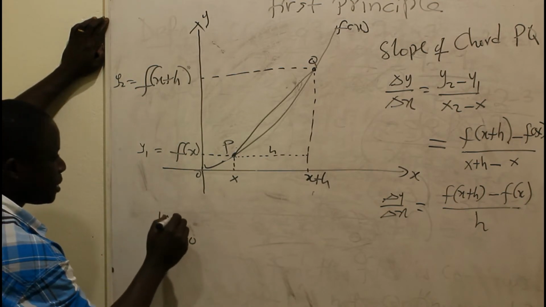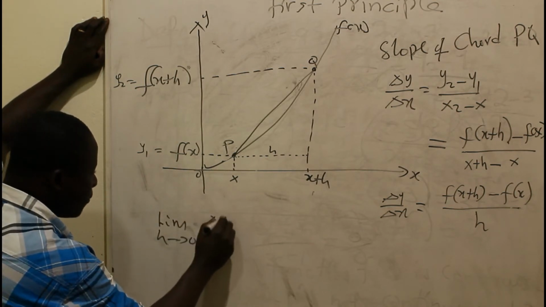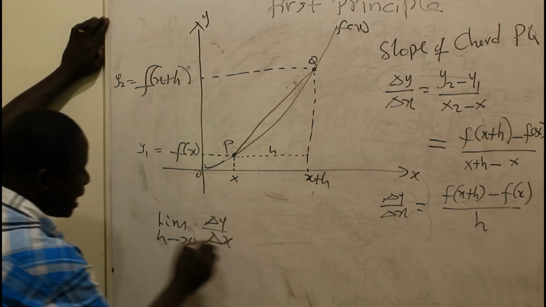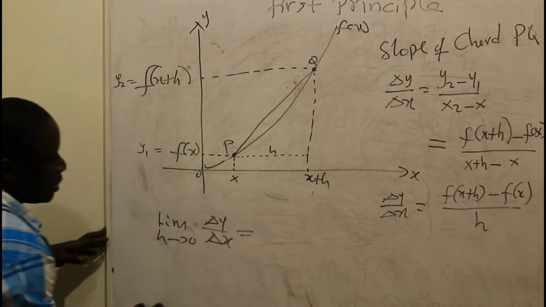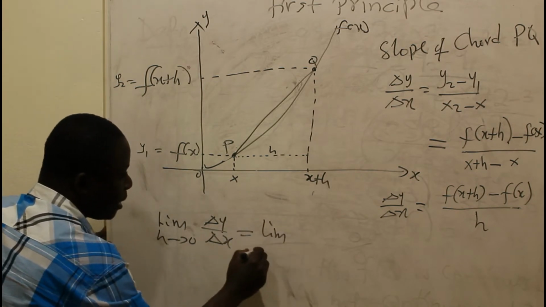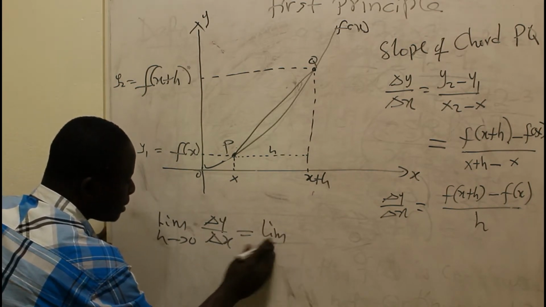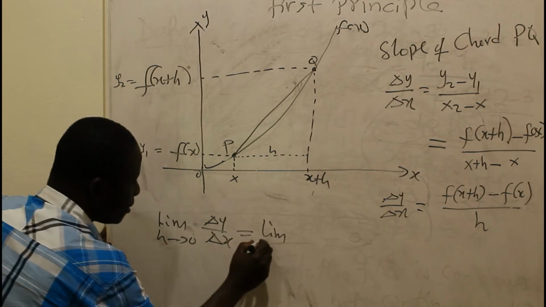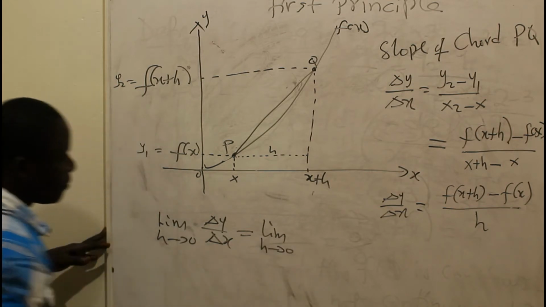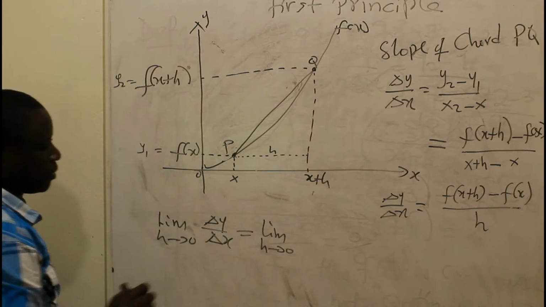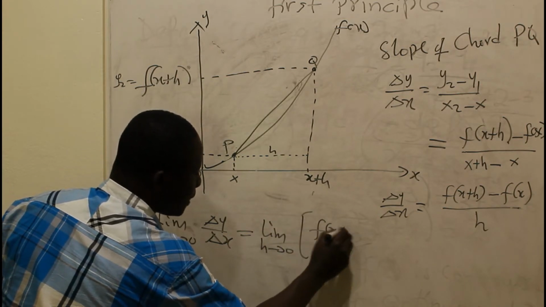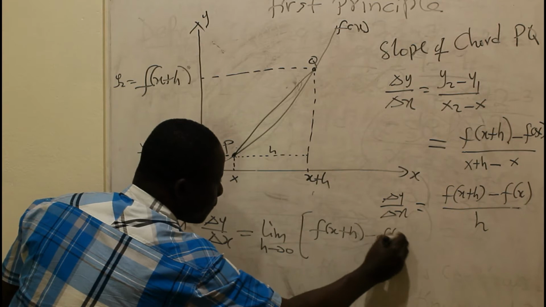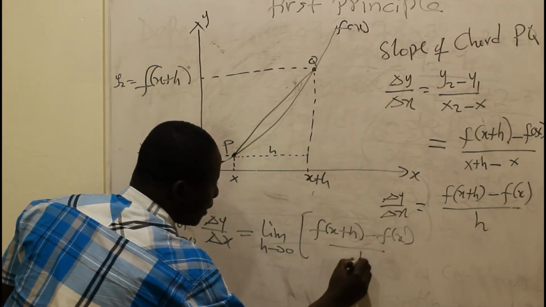As h approaches 0 of changing y over changing x, that is the slope of the chord. When you pick the limit, it will be limit as h approaches 0 of the other side, which is f of x plus h minus f of x all over h.